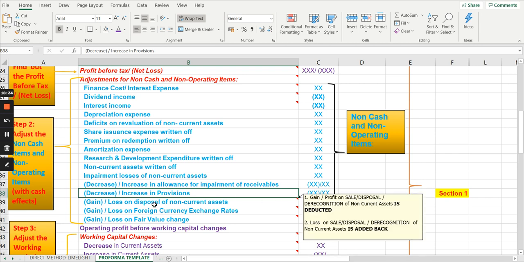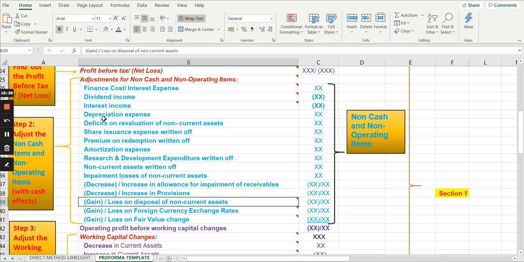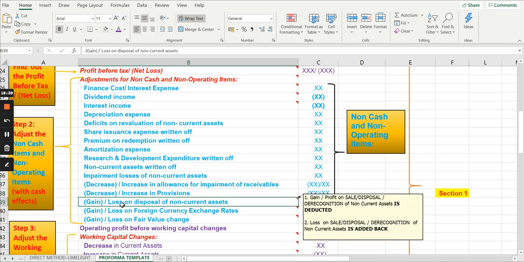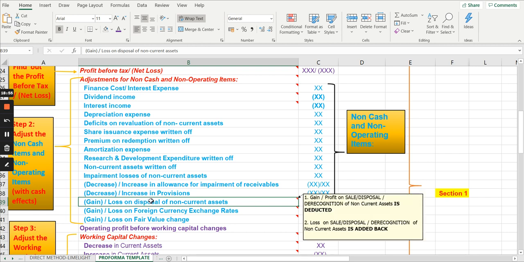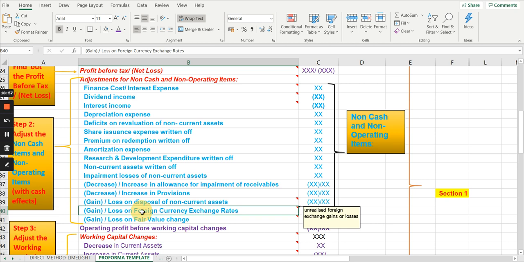Gain or loss on disposal of non-current asset, maybe non-current asset like PPE, you dispose. If before this a loss was deducted, now it will be added. You can see the signage here. The one which is added is for the loss. The one that has the bracket sign is for the gain. Or maybe gain or loss from foreign currency exchange transactions, right? If the gain was earlier added, now you will deduct.